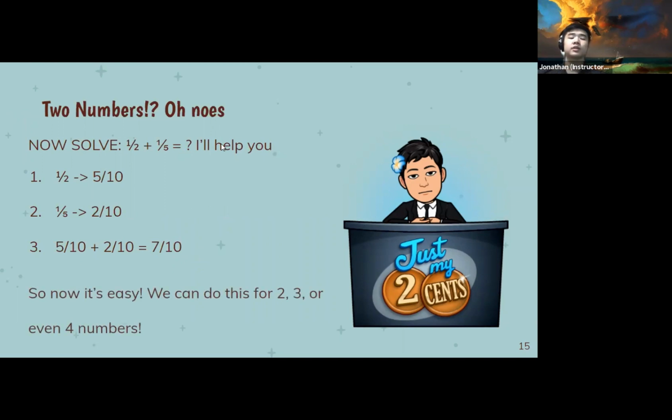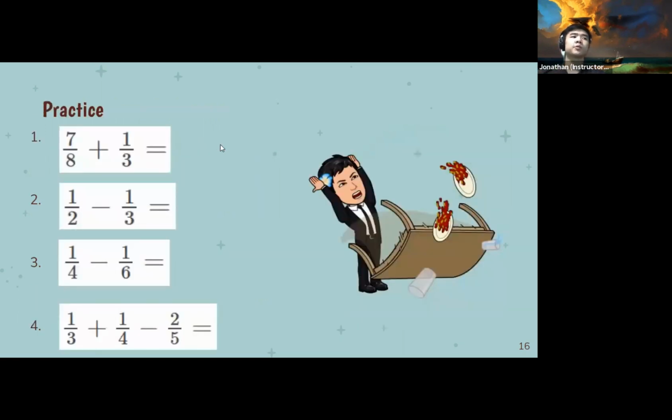Now that's super easy. Now that you know how to do it, we can do this for 2, 3, or even 4 numbers. I'll give you some time to practice these. Make sure to get the same bottom. For instance, for the first one, you can list out the multiples of 8: 8, 16, 24. How about 3? 3, 6, 9, 12, 15, 18, 21, 24. They share the common denominator of 24. So just try to solve this. I'll give you maybe 4 or 5 minutes, and then we'll go over them.